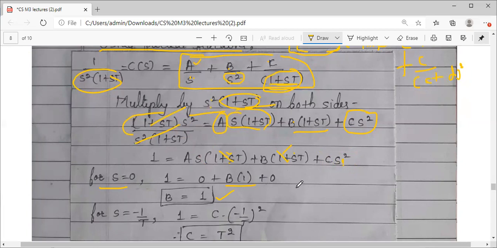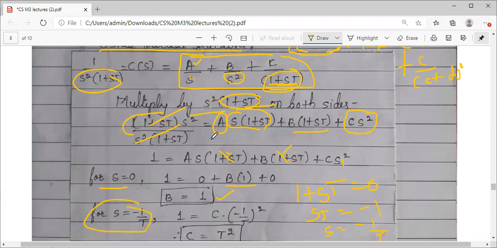If you take, how to get this? 1 plus st should be equal to 0. Means st should be equal to minus 1, or s should be equal to minus 1 by t. So substitute s as minus 1 by t.